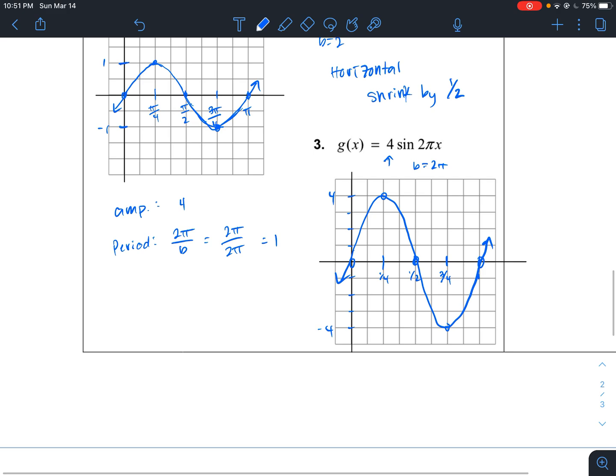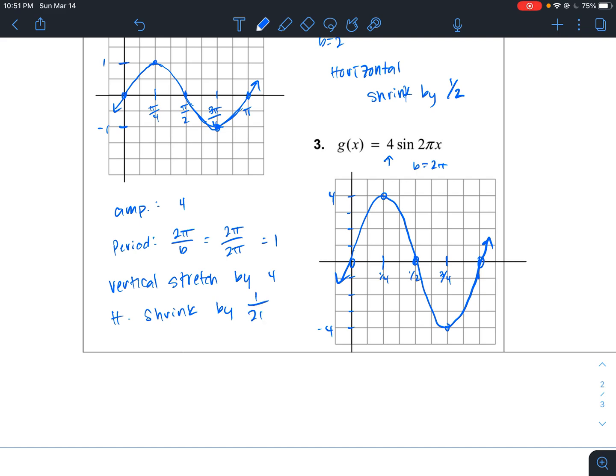And the transformations here was a vertical stretch by 4, and it was a horizontal shrink by the reciprocal of 2 pi, which would be 1 over 2 pi. So horizontal shrink by a factor of 1 over 2 pi.